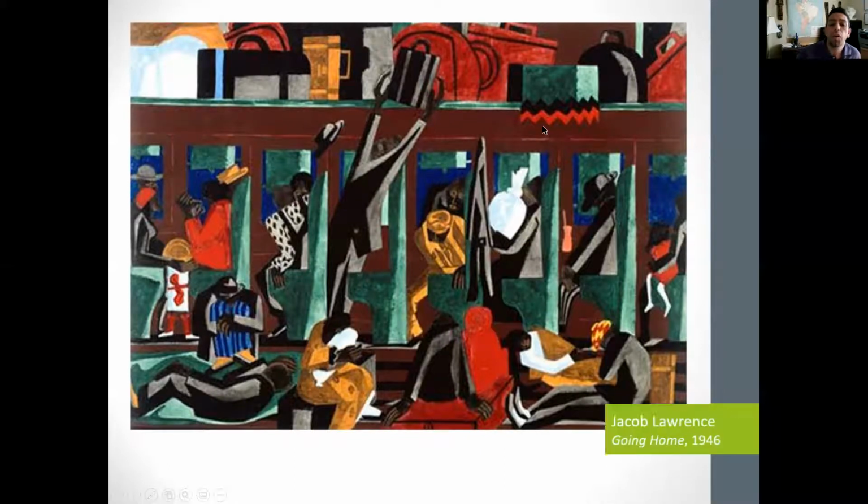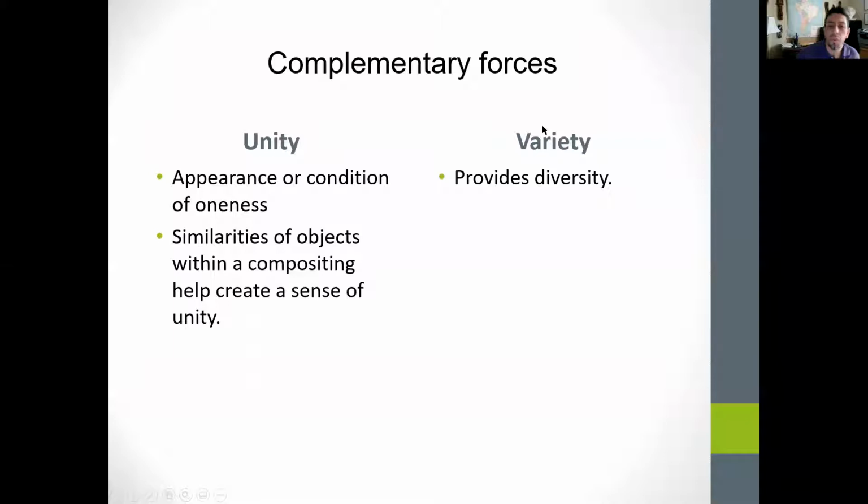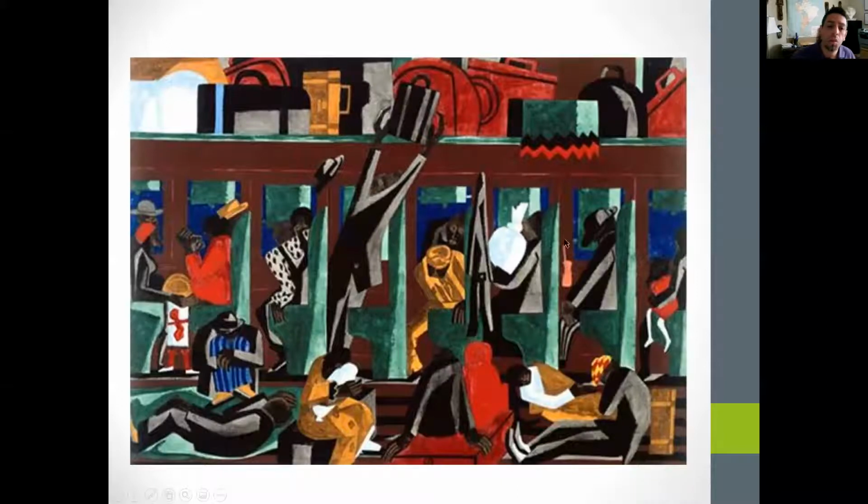All right, so the other one, the opposite force, is going to be variety. Variety is just something that provides diversity within that same composition that has unity. Okay, so if we look at the same painting, we started talking about colors first, right? So even though we have a lot of colors, we can describe each color separately. So we have yellows, we have blues, we have greens, browns, etc. So that creates variety. There's all kinds of diversity within the same kind of sense of color.